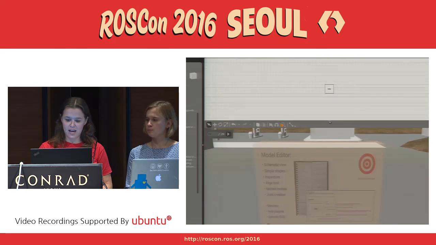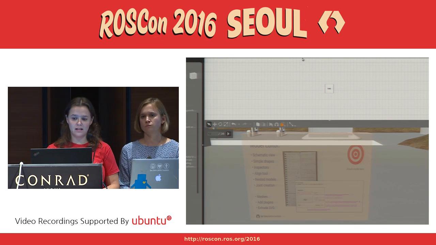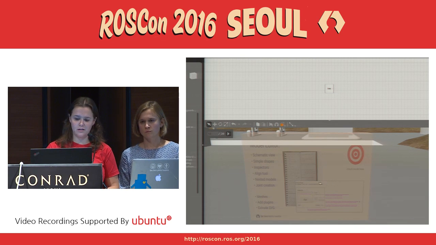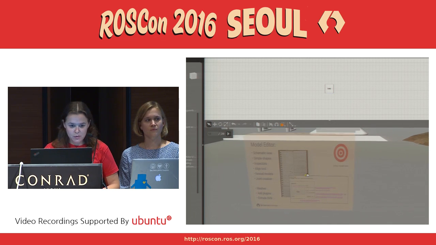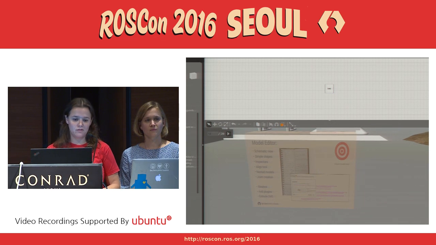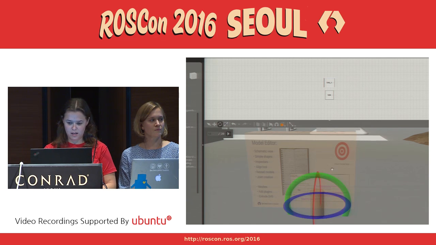So the first cool thing that you have in the model editor is the schematic view up here, and it shows you all the links and nested models that you have in your model and how they are connected by joints. The first thing we're going to do here is insert some simple shapes. So if I insert a cylinder here, it's going to insert a link that has a visual and a collision that are both cylinders. You can just use the scaling tool to scale it, and rotation tool and so on to make it the shape that you want.